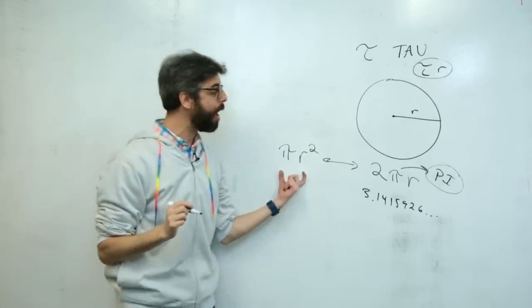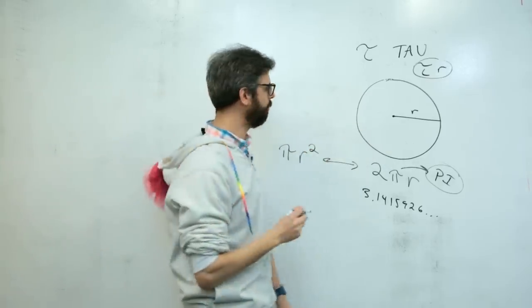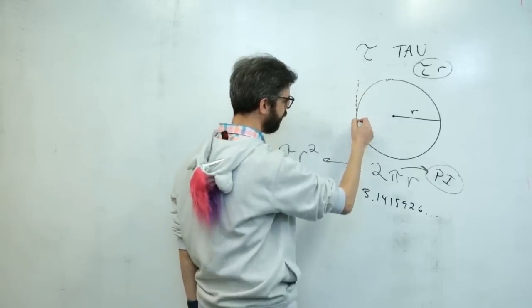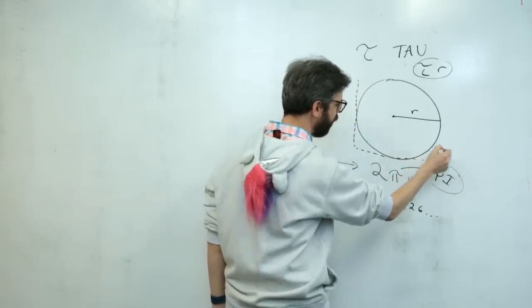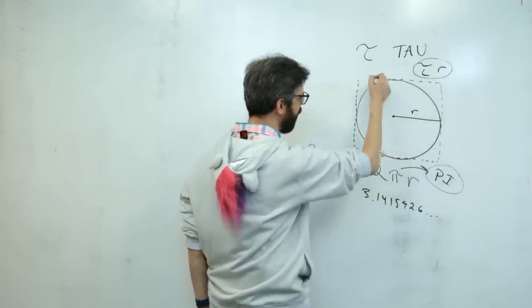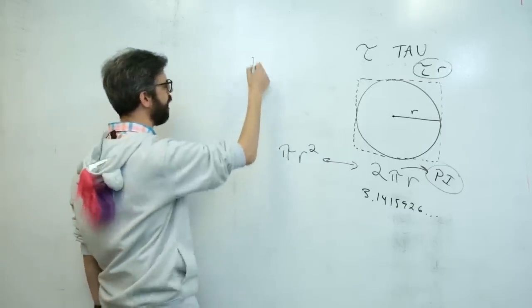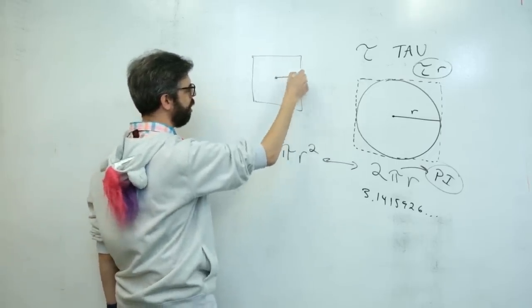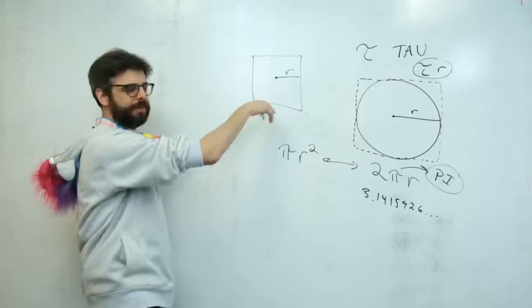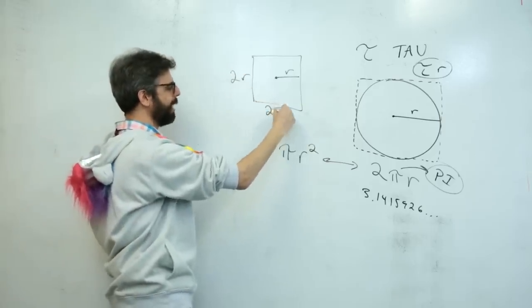So pi r squared is the area of this circle. Now let's think of something. What if I put a square as a bounding box of that circle, a perfect square, and I can draw that over here with this idea of r being here. So the sides of this square are twice the length of r.